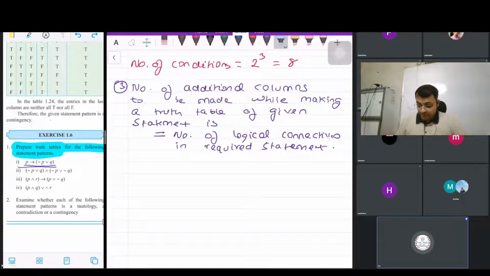So now what do I mean by additional columns? Before making the additional columns, I should know what the basic columns are. So there are two things that I will be telling you in the next example. What are the basic columns and what are the additional columns? So let us understand this with the first question of our exercise.